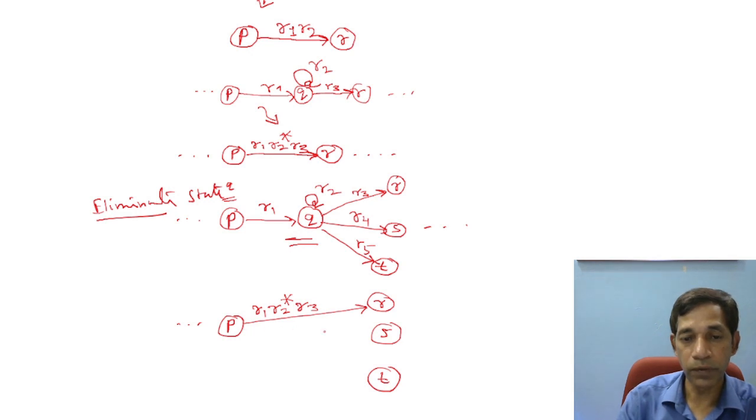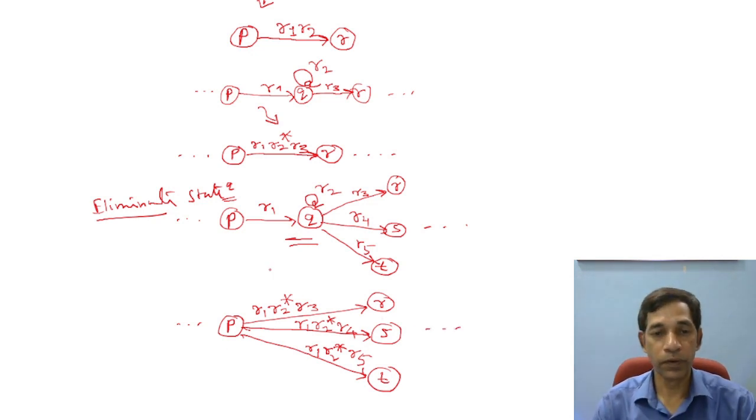The other is you can go from P to S for the regular expression. This is for R1, then R2 Kleene star, then you have R4. Similarly, you can go from P to T for the regular expression. From P to Q you are going for R1, then at Q you have the loop which is R2 Kleene star, then you have to go to T for the case of R5.